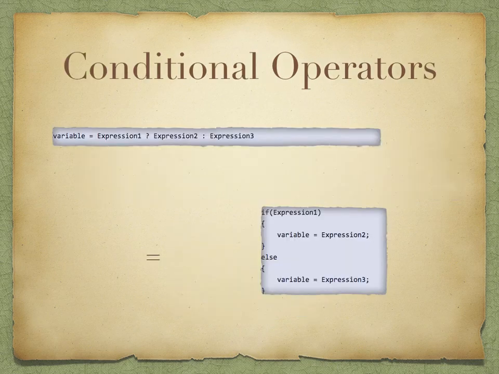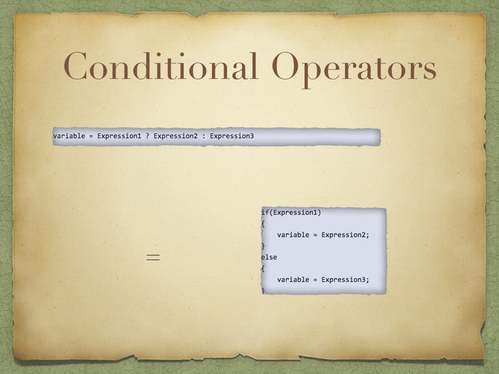The last type of operator that you are going to study is the conditional operator. On the screen you can see the syntax of writing a conditional operator. That is, variable equal to expression 1, which is the first condition that I am going to check. If that condition is satisfied, it goes to expression 2. If that condition is not satisfied, it will go to expression 3.